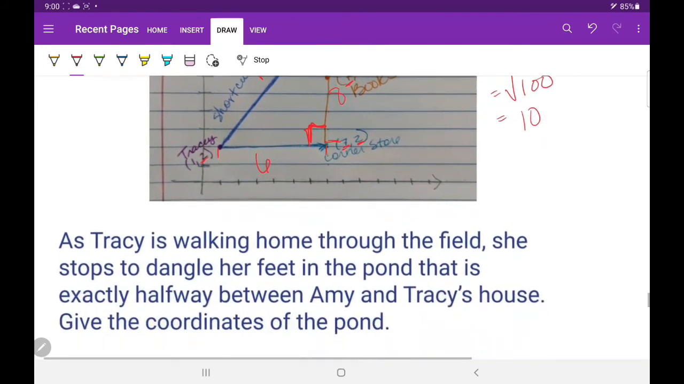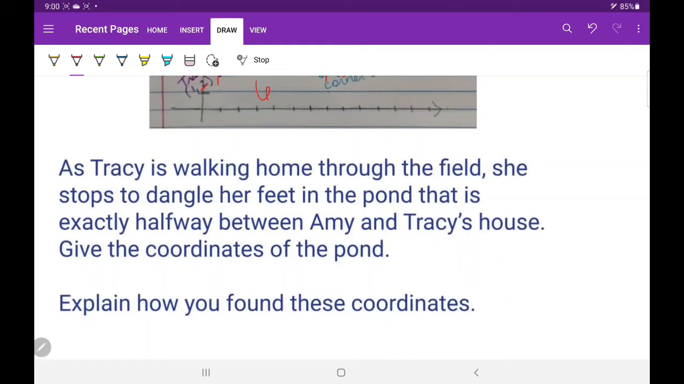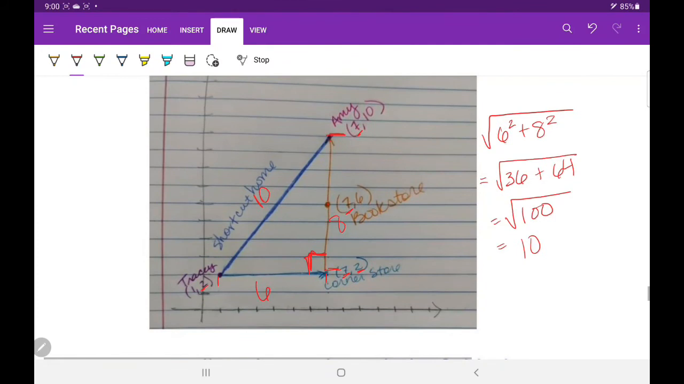Okay, let's keep going. As Tracy is walking home through the field, she stops to dangle her feet in the pond that is exactly halfway between Amy and Tracy's house. Give the coordinates of the pond. So, think about where would the pond be and what would be the coordinates. So I'm going to use a different color. I'll use the green. We're saying that she started here and she went here, and halfway in between there's a pond. And she's dipping her feet in there. How can we figure out what exactly is the middle?